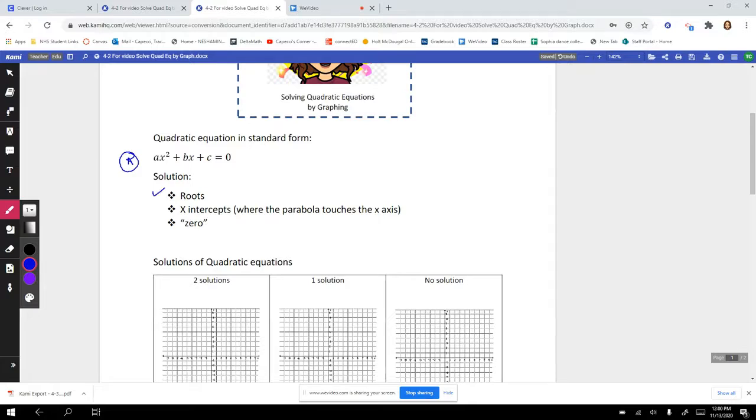We sometimes call it our roots. We call it the x-intercept, where it either touches the x-axis. Sometimes it crosses the x-axis, but anywhere it touches. And we also call them the zeros.